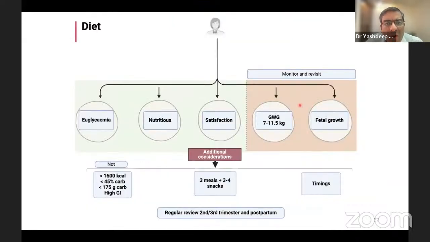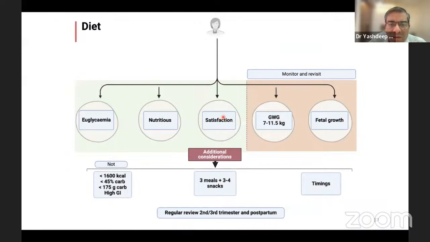But one should not only focus on the glycemia part. Again, this is a slide which is particularly focused on pregnancy, but it again has some messages in the non-pregnant state also. So euglycemia obviously is a main goal of diet, but it is not the sole goal of diet modification. The diet, whatever is advocated, should be nutritious. So we have to check what the patient is taking, even if the patient is having euglycemia. And then the patient should be satisfied with the diet pattern.